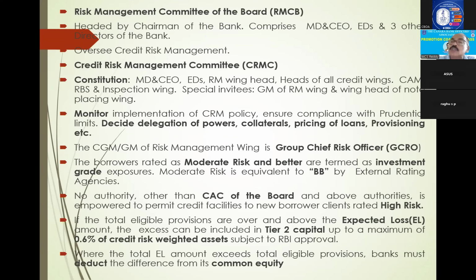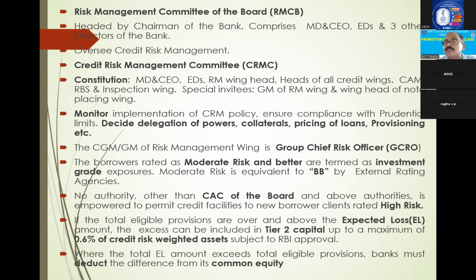In IRB also, you go to the advanced approach. After going to IRB advanced approach, the Reserve Bank is telling, I will inspect. If I am satisfied, I will permit you to go for IRB advanced. Once you are permitted, you need not approach your external rating agencies for risk weight purposes. You calculate your own risk.